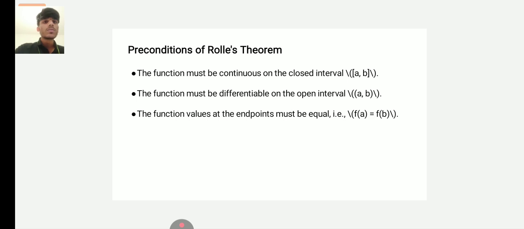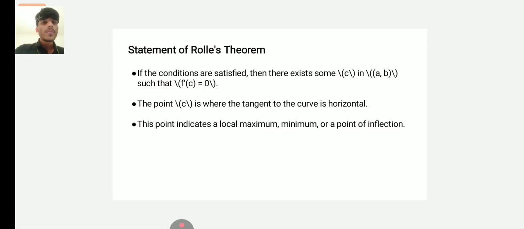Preconditions of Rolle's theorem. The function must be continuous on the closed interval [a, b]. The function must be differentiable on the open interval (a, b). The function values at the endpoints must be equal, i.e., f(a) = f(b).